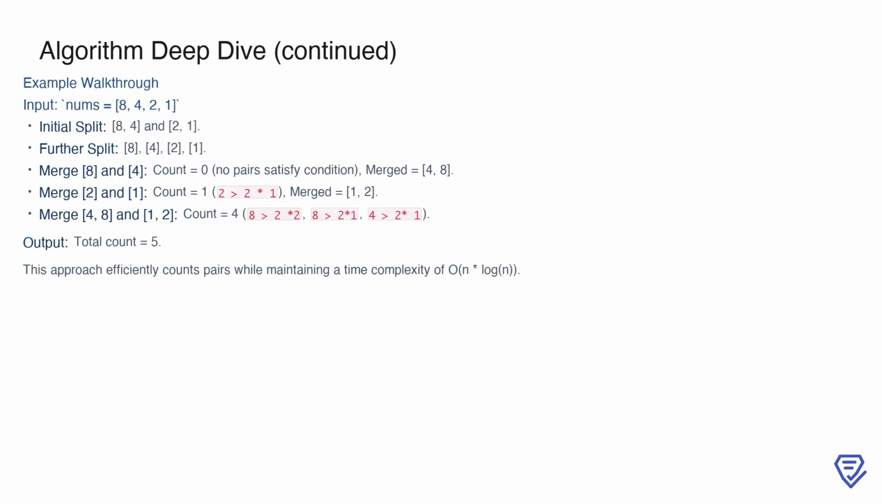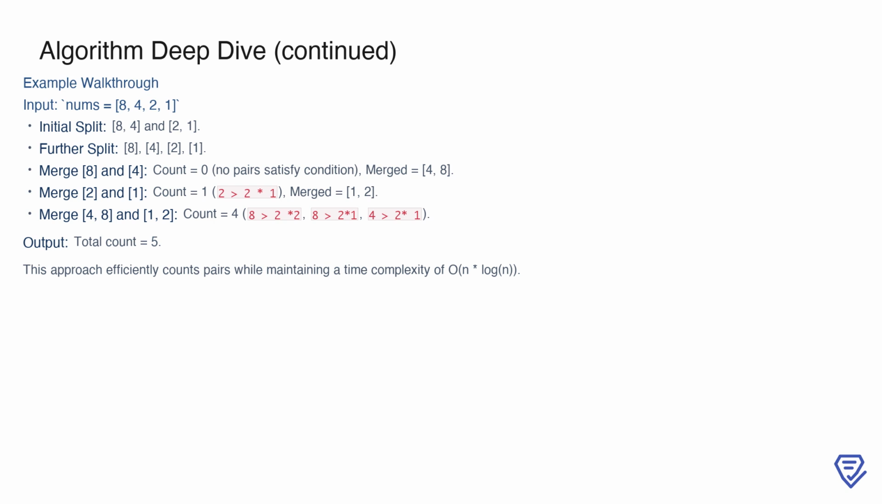To illustrate the merge sort approach in action, consider the input array nums = [8, 4, 2, 1]. First, we divide the array into two halves, [8, 4] and [2, 1]. These halves are further split into [8], [4], [2], and [1]. Starting with the smallest subarrays, we merge 8 and 4. Since no pairs satisfy the condition, the count remains 0, and the merged result is [4, 8].